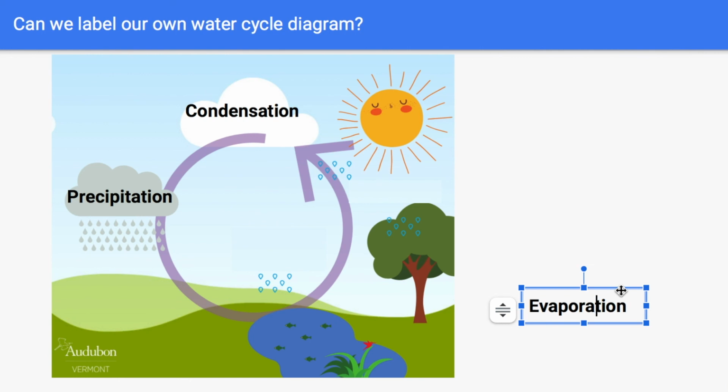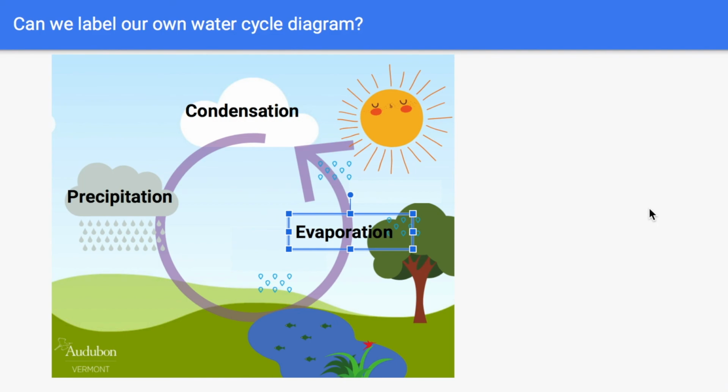The water droplets start to go up into the air in order to form the cloud. So I would think that the place where we need to put the evaporation is next to the up arrow where you see the water droplets going into the air.